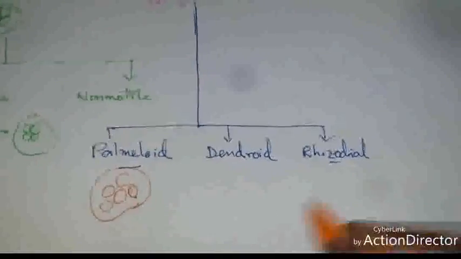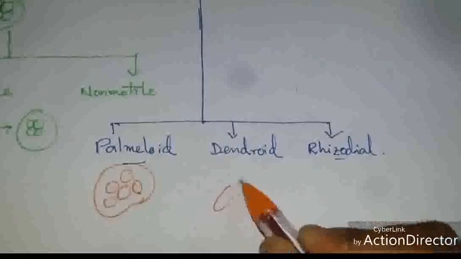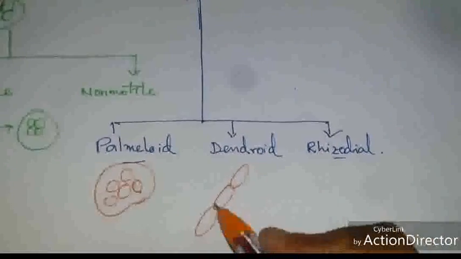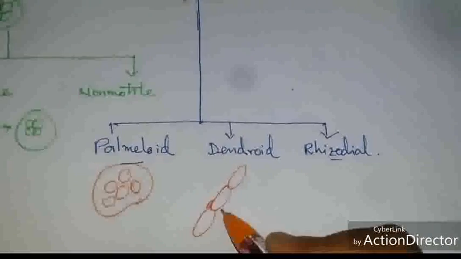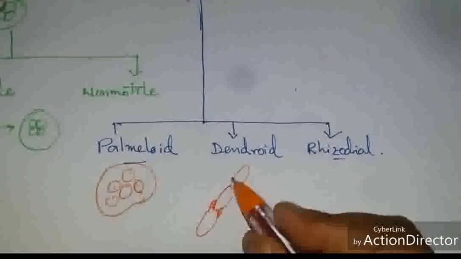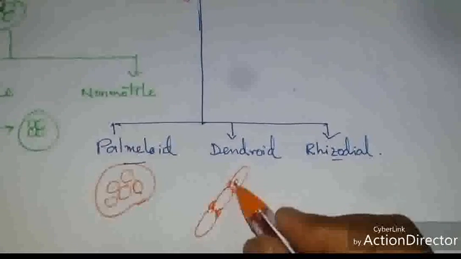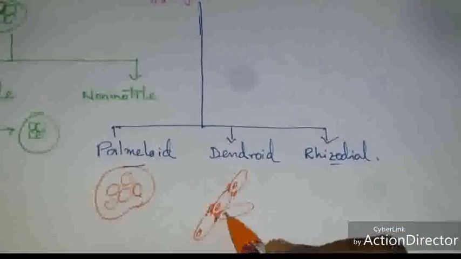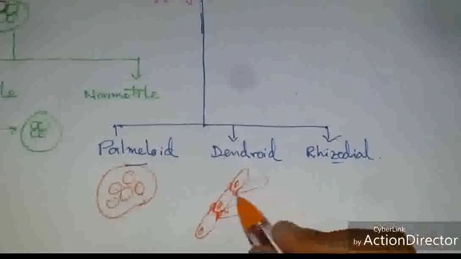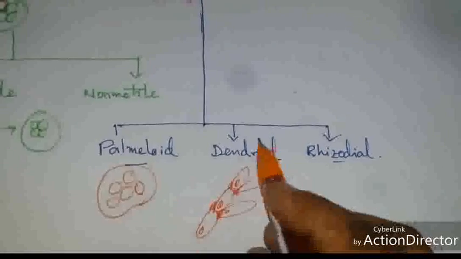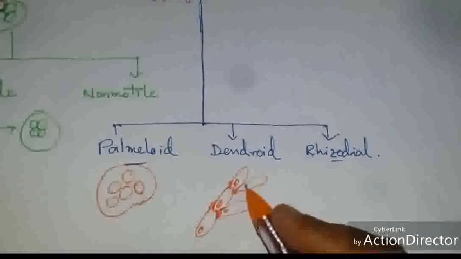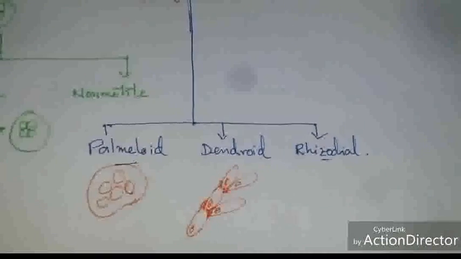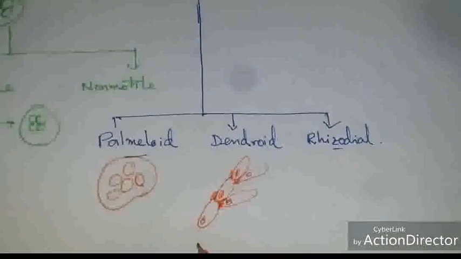In dendroid type, many cells are attached to each other by some matrix and which looks like microscopic trees. So this is called dendroid type thallus. The example of dendroid type thallus is Chrysodendron.